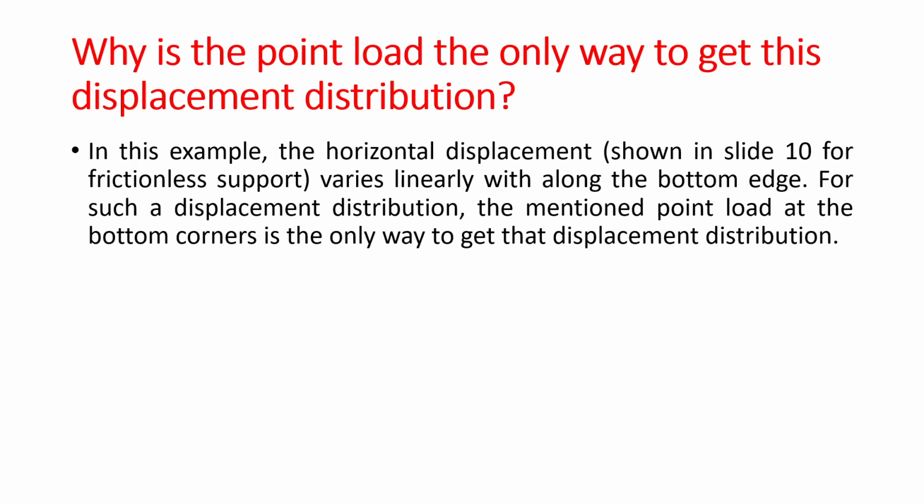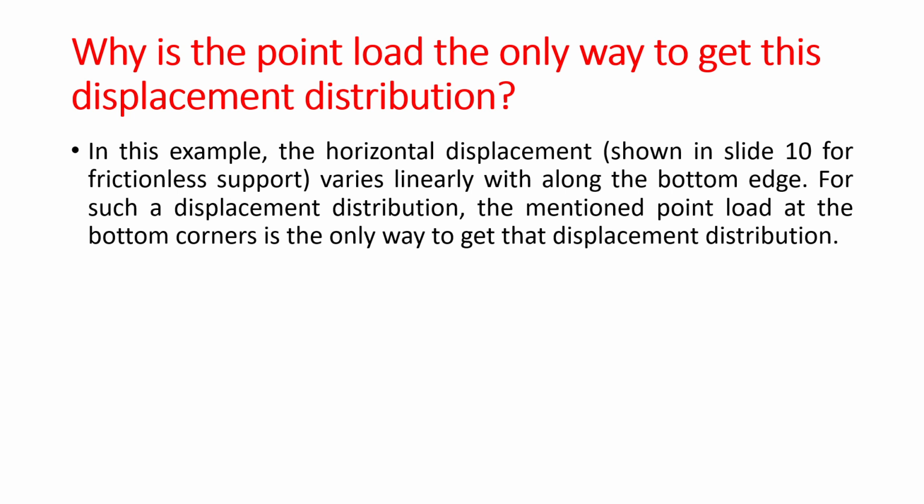And now an important question arises. How can I say that this point load that I have applied to get the same displacement field is the only way? There is a reason for that. In this example, when we don't constrain the lateral contraction due to Poisson's ratio, it creates a field of horizontal displacements that vary linearly along the bottom edge.